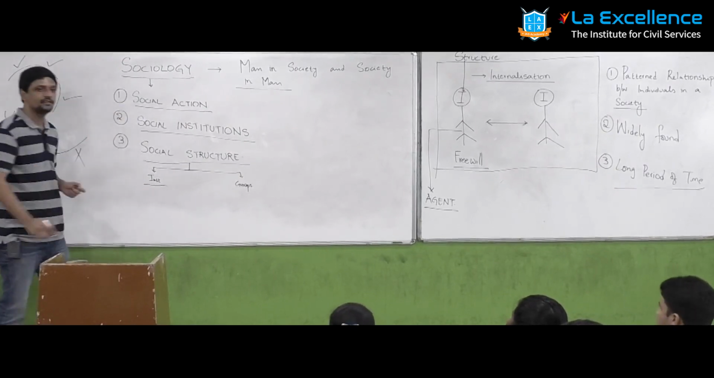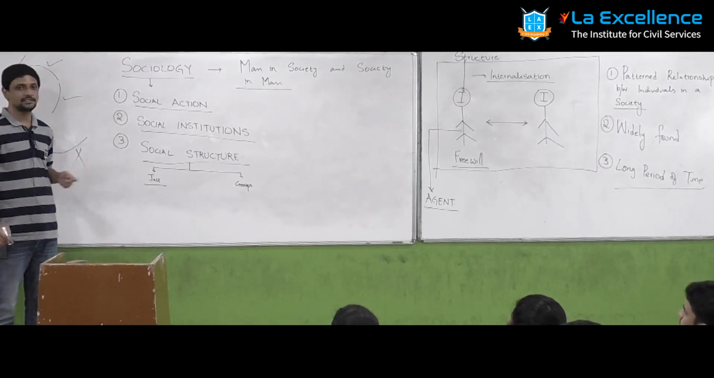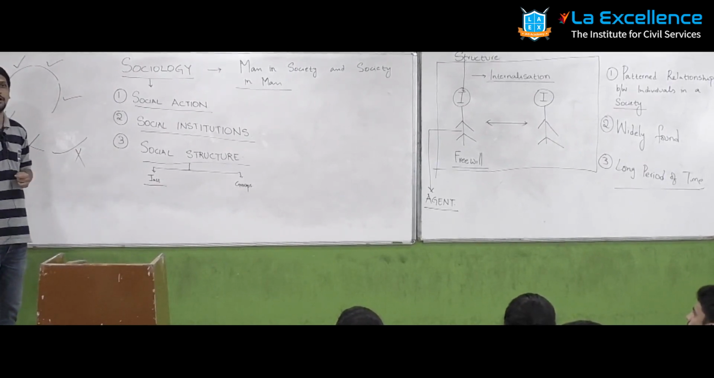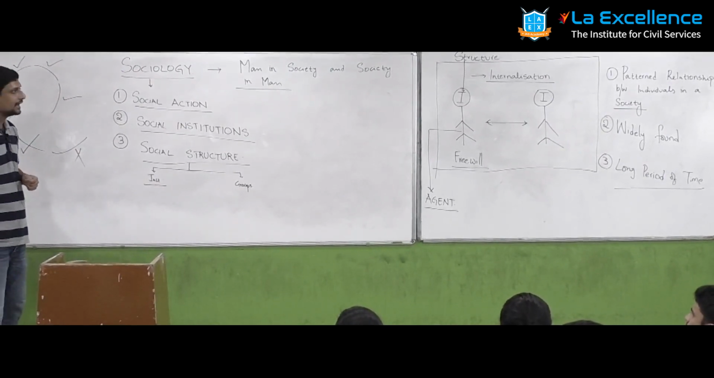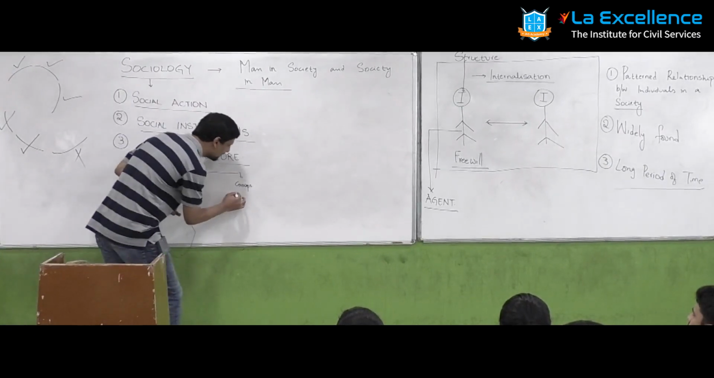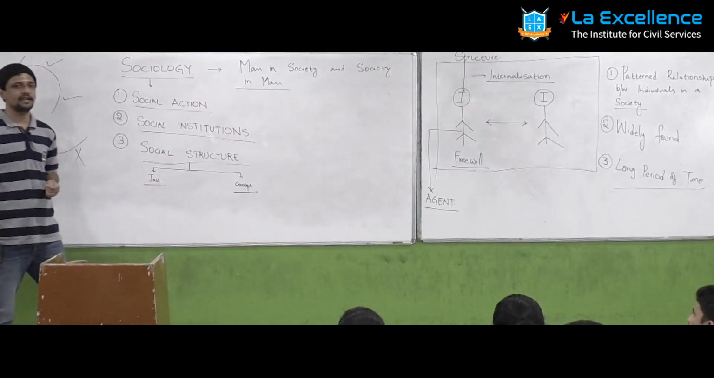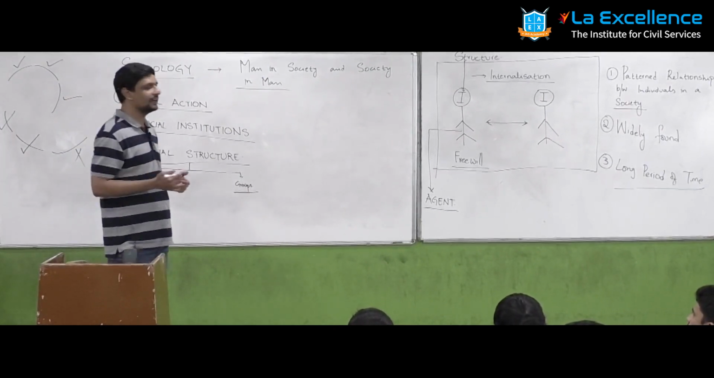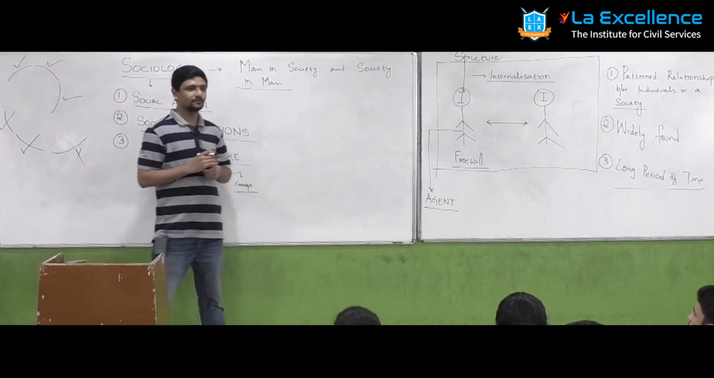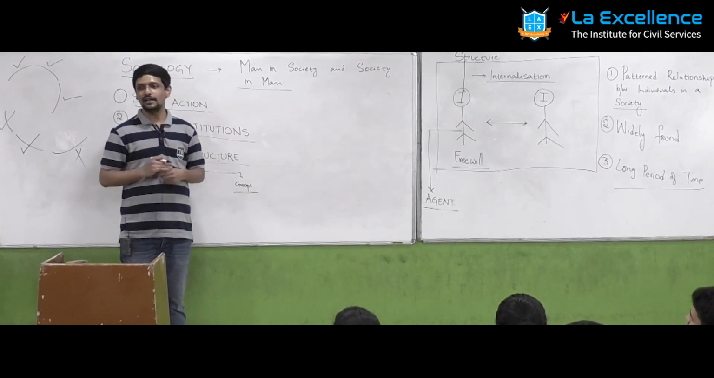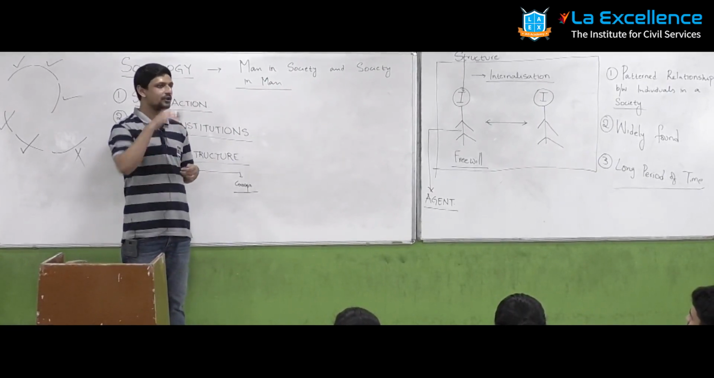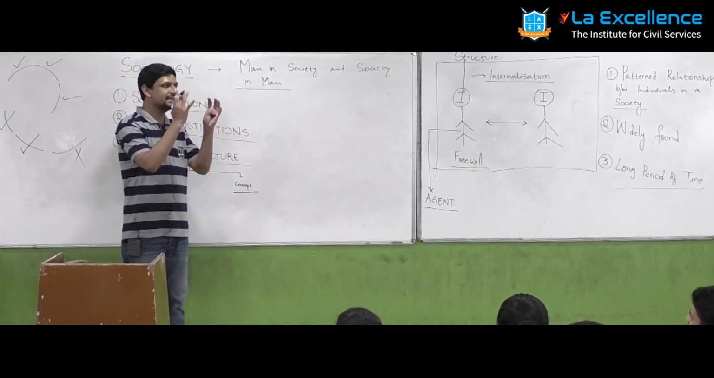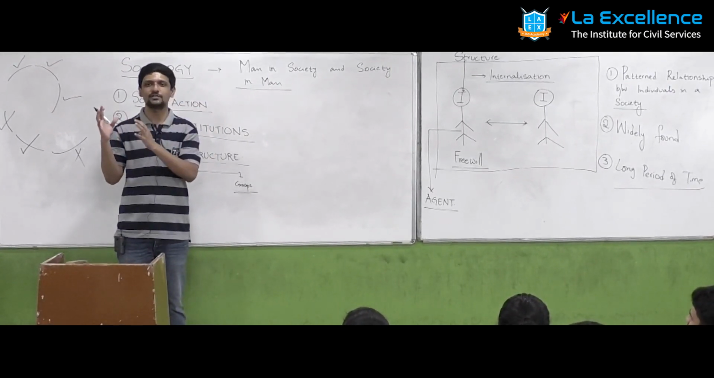So that is the first meaning of social structure: a particular way in which social institutions are organized in a society. The second meaning is how social groups are organized in a society, right? Now always in a society there are social groups. That is, there are men and women, upper class, lower class and middle class, upper caste and lower caste, Muslims, Hindus, Christians, like this. There are very distinct social groups in every society.